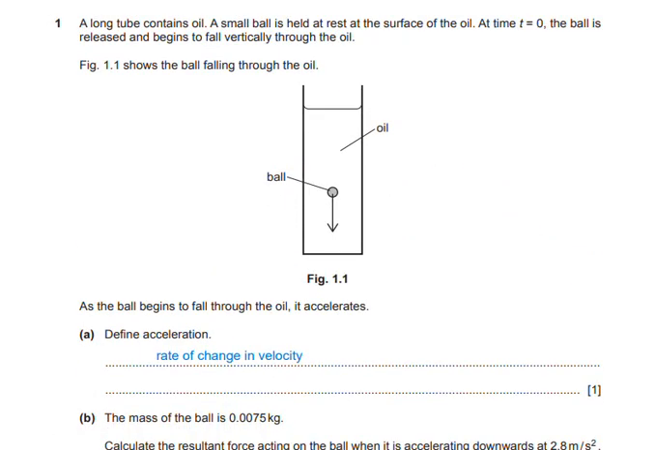Question number 1. A long tube contains oil. A small ball is held at rest at the surface of the oil. At time t equals 0, the ball is released and begins to fall vertically through the oil. Figure 1.1 shows the ball falling through the oil. Alright, so it means that we are going to talk about some resistive forces here, as we're talking about the oil. As the ball begins to fall through the oil, it accelerates, right?